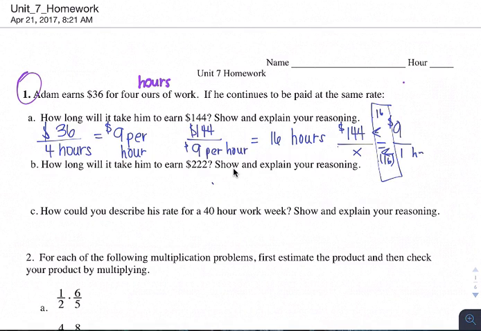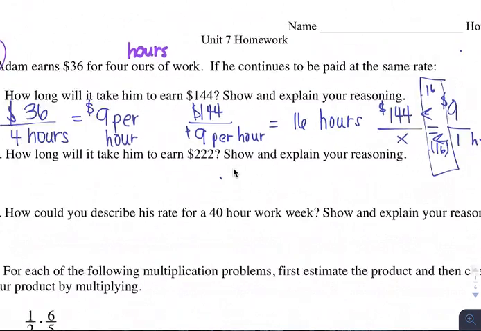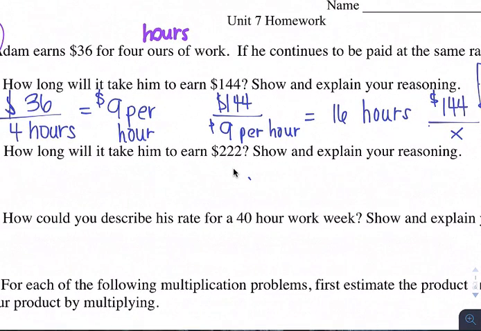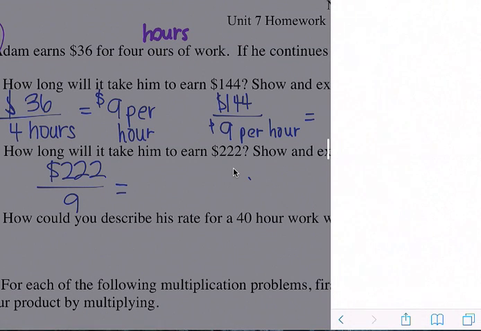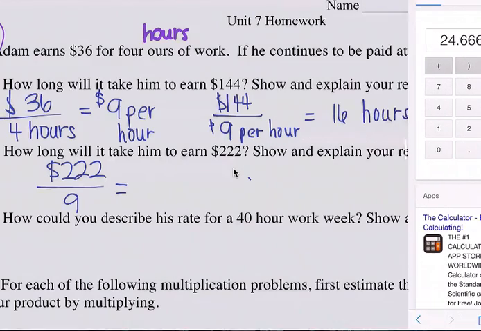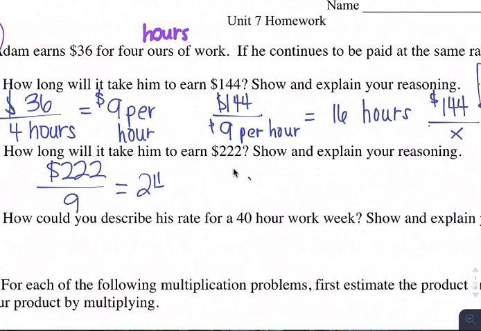Same thing for number 2. How are we going to figure out how long it'll take them to earn $222? So we're going to take our 222 and divide by 9. 222 divided by 9, we get 24.6 repeating, and that is our hours.